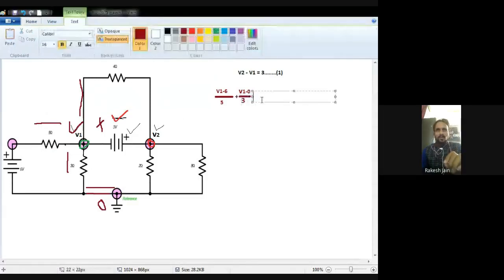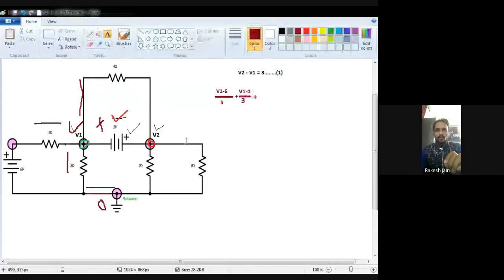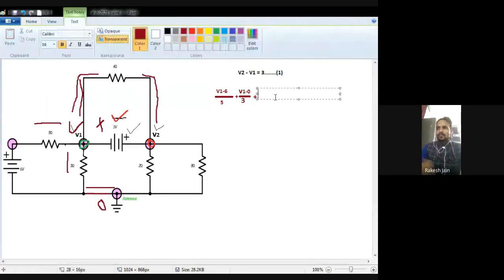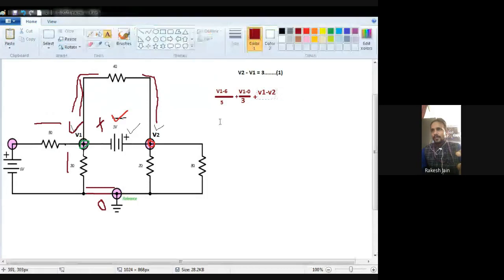Okay. Now next, plus. Now I am writing down the equation for the remaining third branch, the 4 ohm resistance branch. Where is the other point of the 4 ohm resistance connected? It is connected with V2. V1 is my node because I am writing the equation for V1. So V1 minus V2, divided by the value of the resistance, which is 4 ohm.